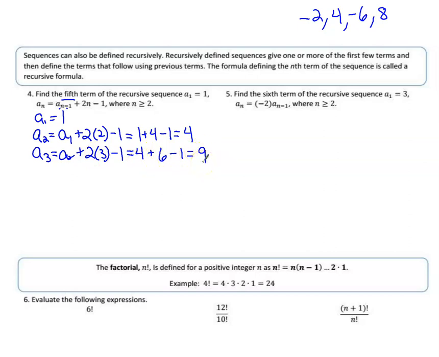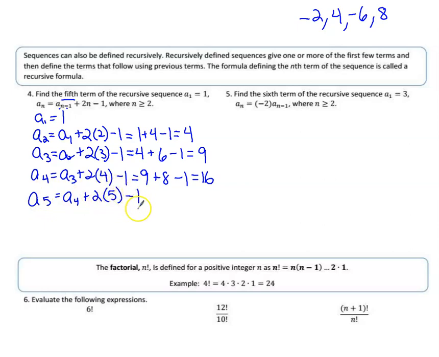And we're going to do that 2 more times. So now to get the fourth term, I'm going to take the third term plus 2 times n is 4, and then minus 1. The third term was 9, and then we had plus 8 minus 1, which is 17 minus 1 is 16. And so what we're trying to get to is the fifth term, so I have to take the fourth term plus 2 times what n was, which is 5, and then minus 1. So the fourth term was 16, plus 10 minus 1 is 26 minus 1 is 25. So the fifth term in this pattern is 25.